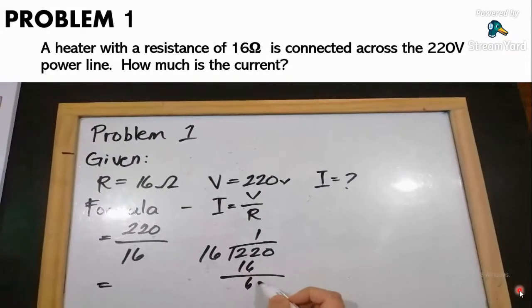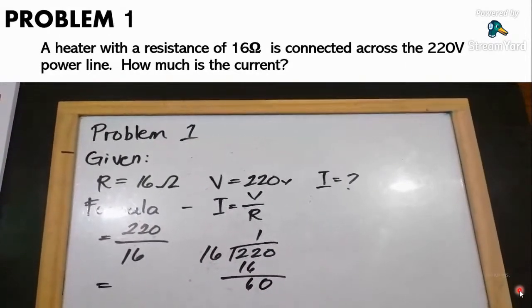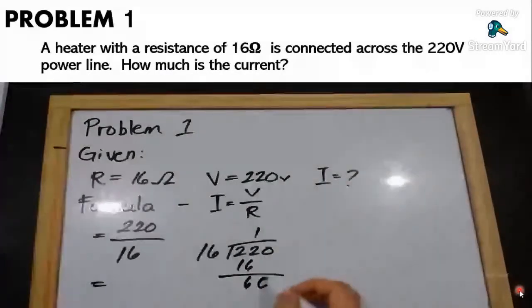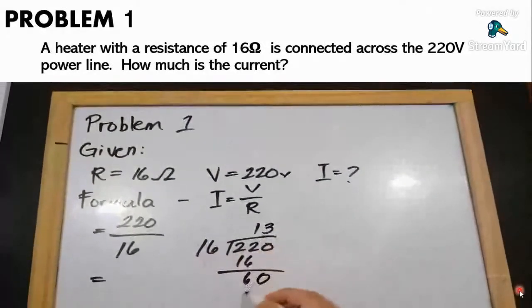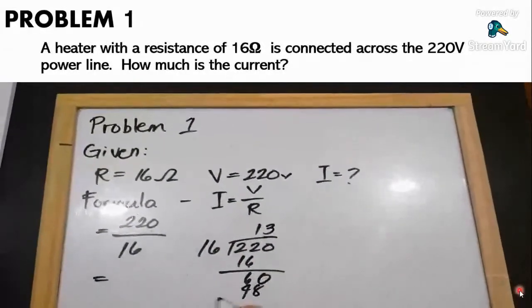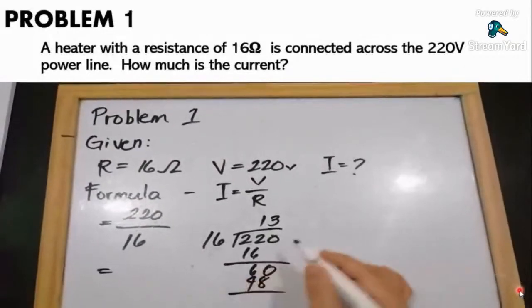12, tapos 6. Then, bring down yung 0. 60 divided by 16, ilan? 3. Then, 48. So, pinapakita ko lang yung long method.